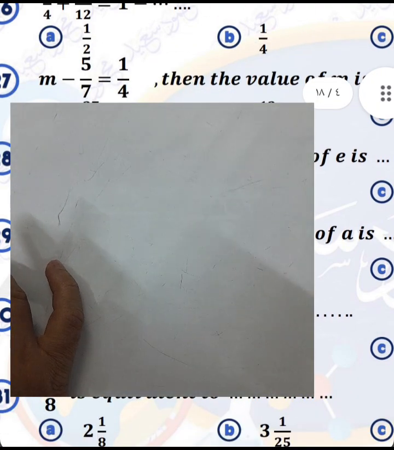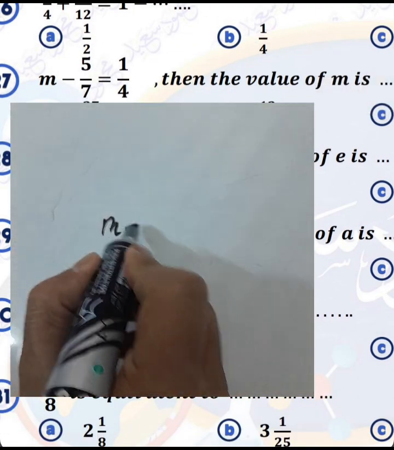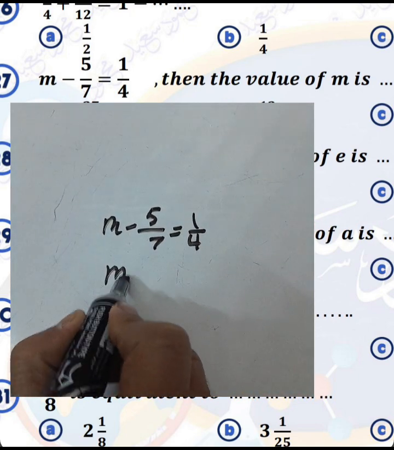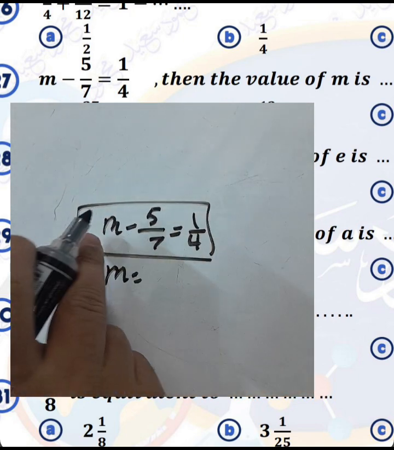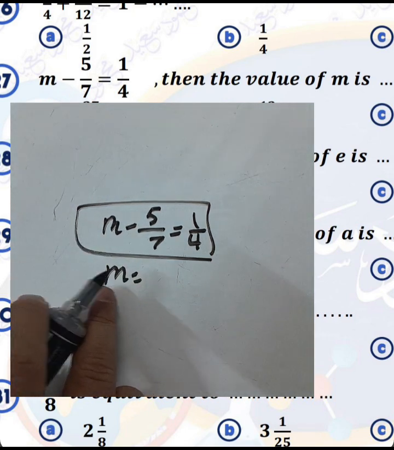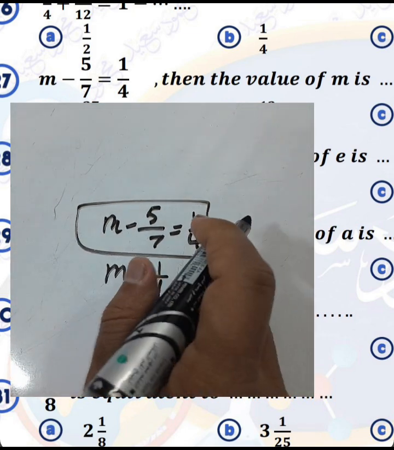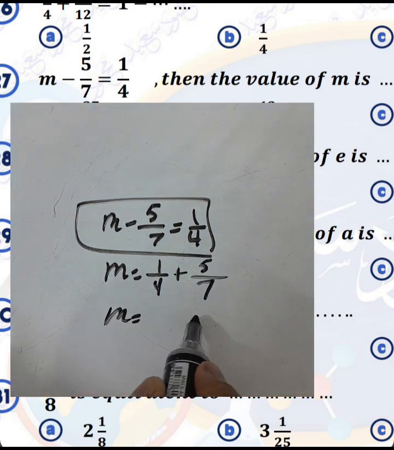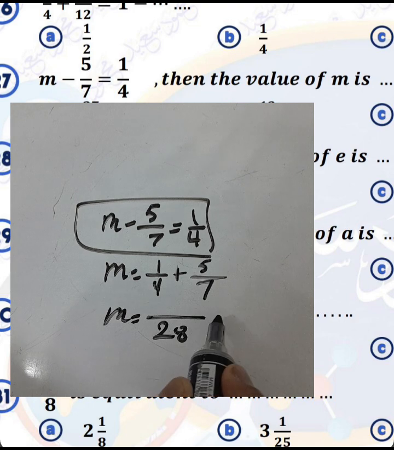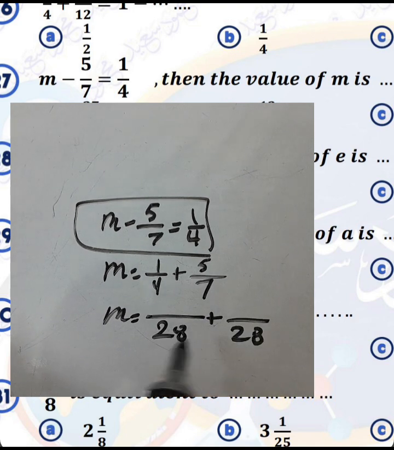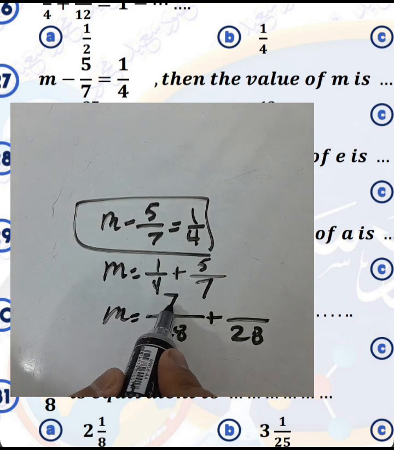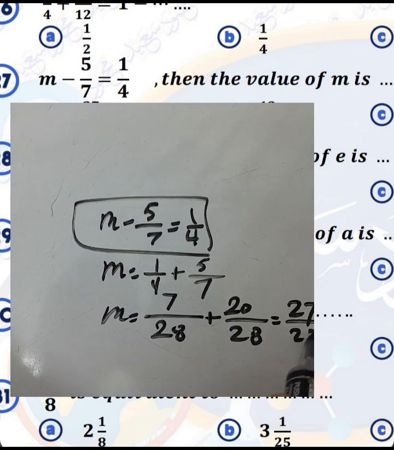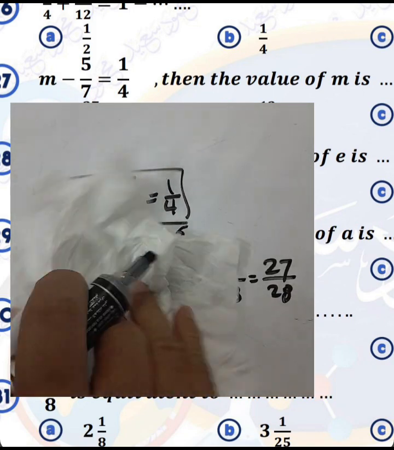Next example, if m minus 5 over 7 will be 1 over 4, we can find the value of m. M here we call the minuend. To find the value of the minuend you must add the difference to the subtrahend. We can add them by writing the least common multiple between them, their product, 28. 7 times 1 equals 7. 4 times 5 equals 20. Then the sum of them equals 27 over 28. This is the sum of the two numbers.